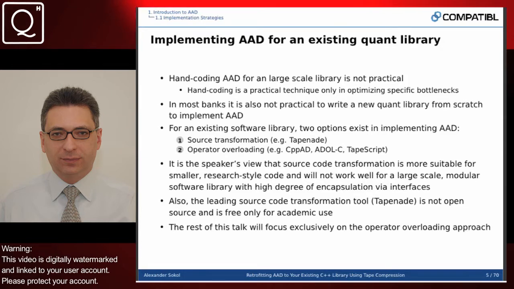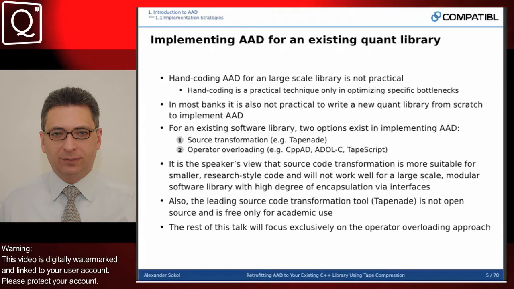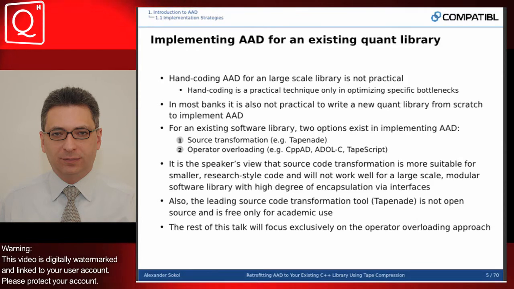It's a huge class library with interfaces and so forth. And I don't believe the source code transformation tools are really capable of converting a very large scale library because simply there is too much there. You have to change signatures of functions and so forth. So I believe the source transformation is good as an academic research tool, but it's not good for production.